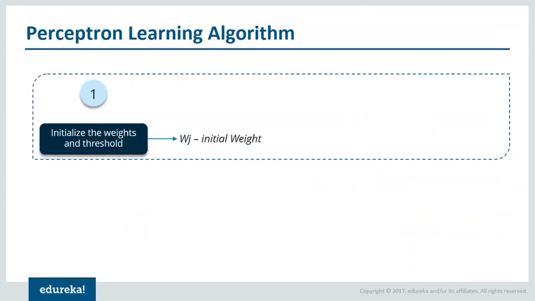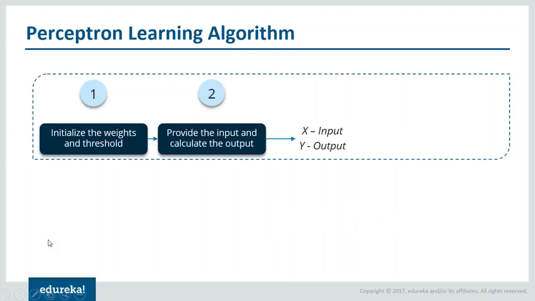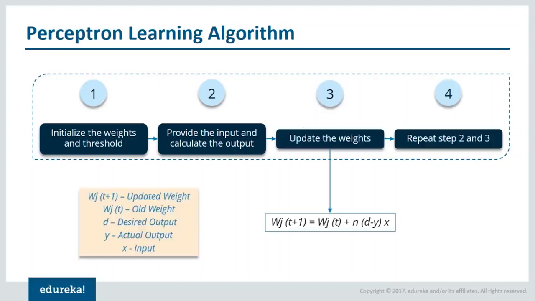So the first thing we do is initialize the weights and the threshold. Now these weights can be a small number or a random number, and it can even be 0. So it depends on the use case that we have. Then we provide the input and calculate the output. When we are training our artificial neuron, we know the output value for a particular set of inputs. But we give the input and see what the output of our neuron is. And accordingly, we need to update the weights in order to reduce the loss, or you can say in order to reduce the difference between the actual output and the desired output.